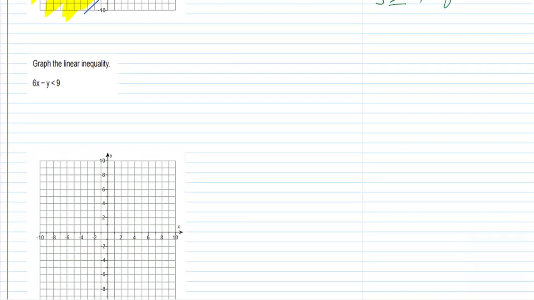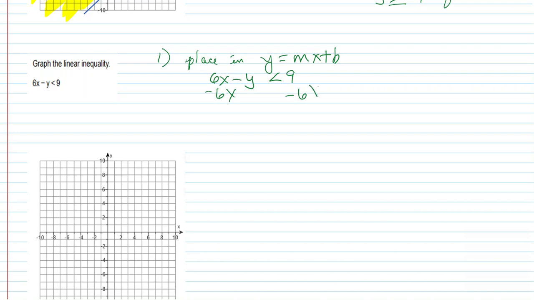Now this one, we have to first place it in y equals mx plus b, because we'll do this one according to that. So I have 6x minus y is less than 9. I'm going to subtract the 6x, because I treat this as a linear equation. Minus y is less than 6x plus 9. I'm going to divide by a negative 1. If I multiply or divide by a negative 1, the inequality flips direction.